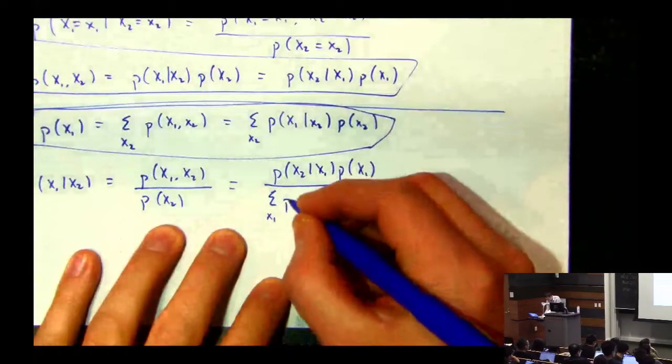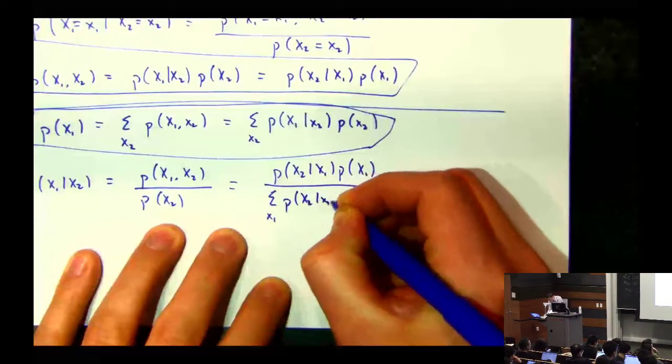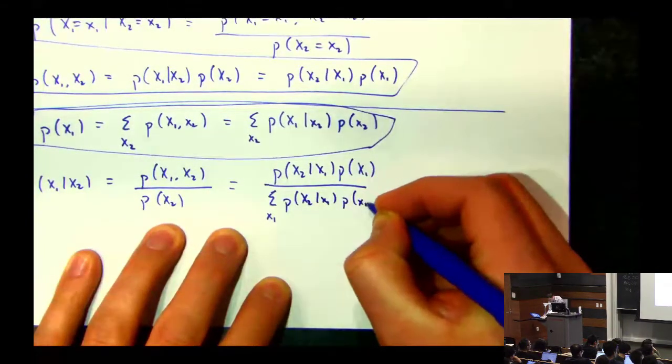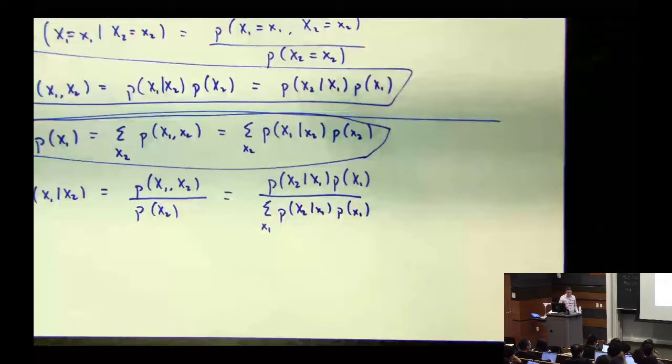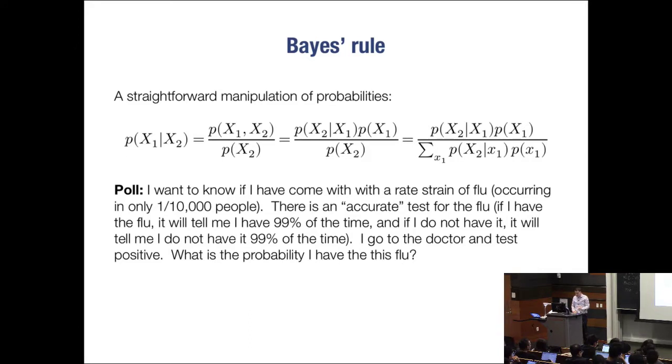The probability of x2 given x1 times the probability of x1. Okay. So now here's the example that everyone uses when we talk about Bayes' rule. This is going to be a poll. The example is, I want to know if I have a certain strain of the flu. Also a topical question, like the weather these days.